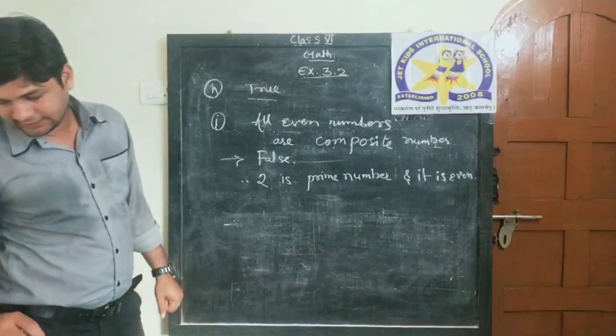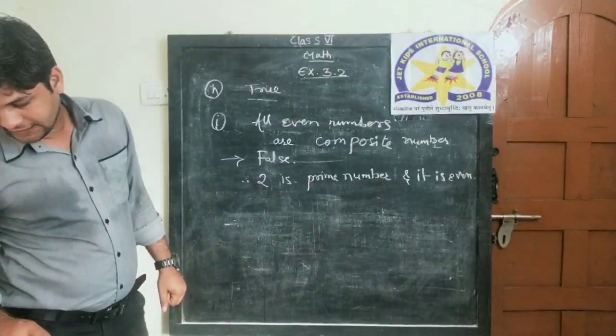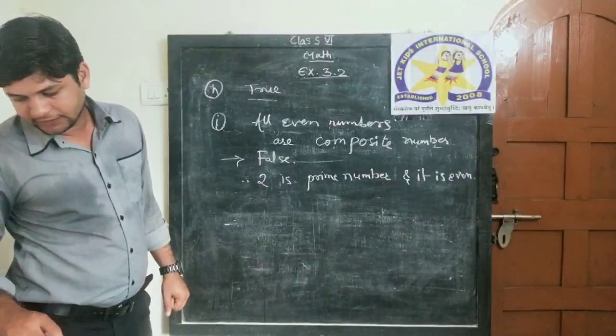Clear? Next thing, that is J. J is the product of two even numbers is always even.